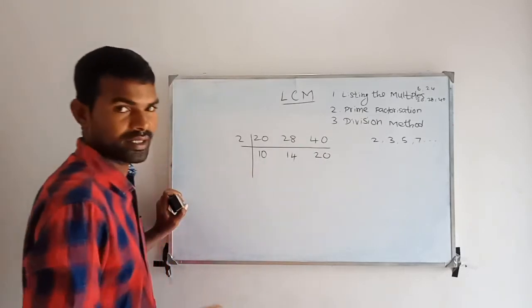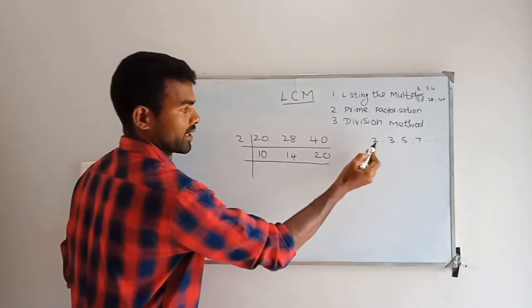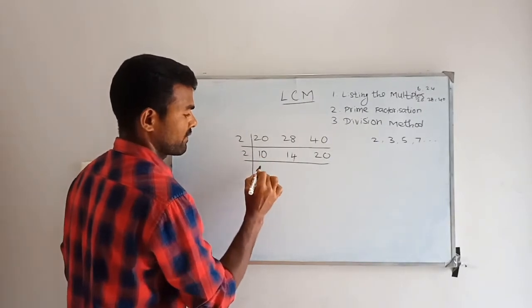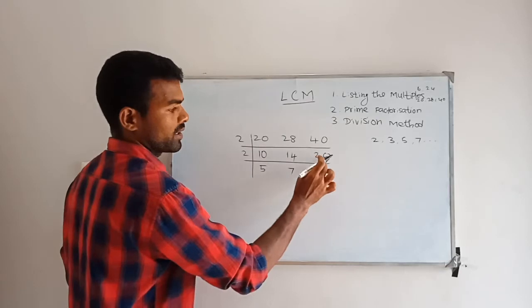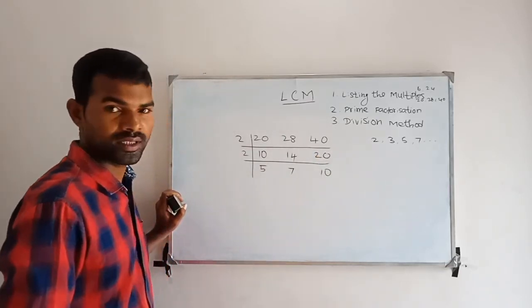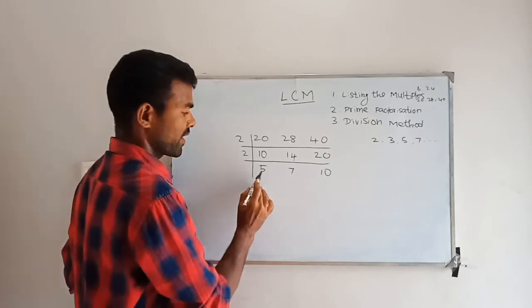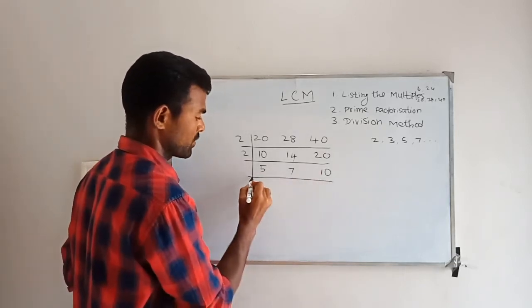See, again divide these numbers, by which number can we divide again? Again take 2 and divide. 5 times we can divide, here 7 times, and here 10 times. Now see that: 5, 7, 10.